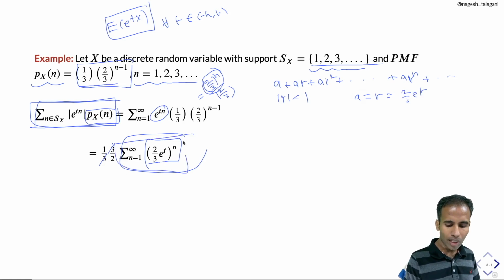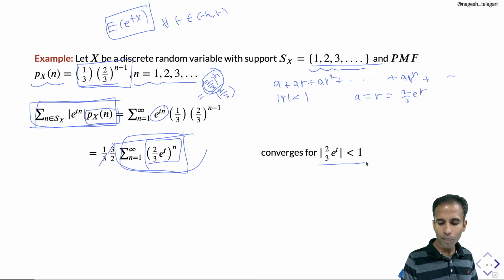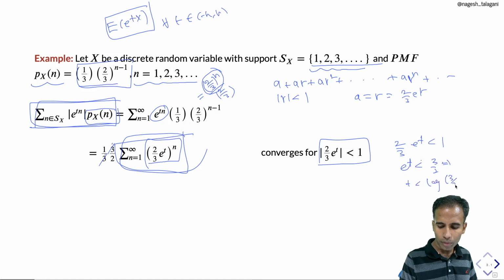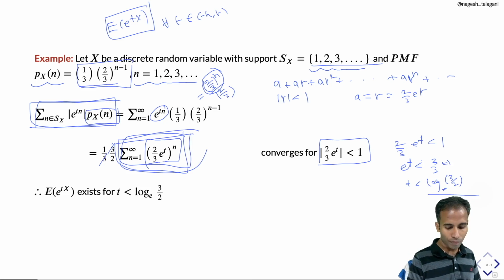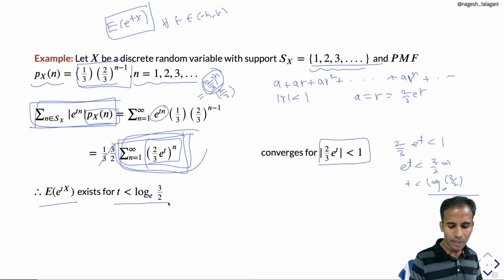So this series converges only when |r| is less than 1, that is |(2/3)e^t| less than 1. Anyway, (2/3)e^t is positive, so we don't have to put a modulus, so it is (2/3)e^t less than 1. So e^t less than 3/2, that implies t less than log(3/2) base e. So this series converges for all t less than log(3/2). So the expectation of e^(tX) exists for all t less than log(3/2). In particular, we can pick our h to be log(3/2).